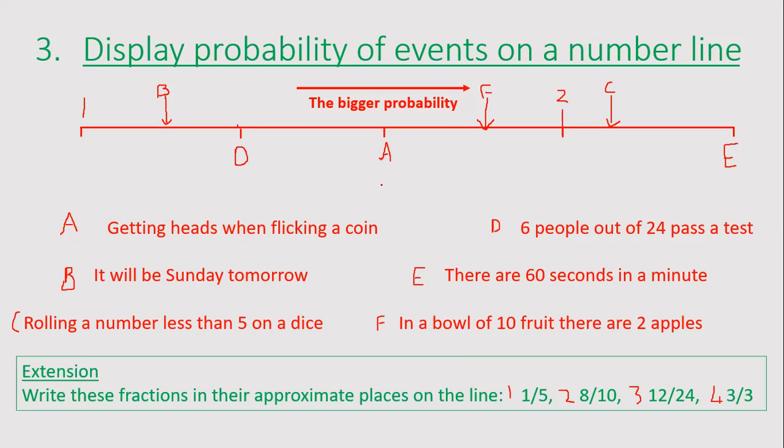12/24 is even, so we put 3 here underneath A. And 3 out of 3 means that something will definitely happen. It's certain. So 4 is in the very far right.